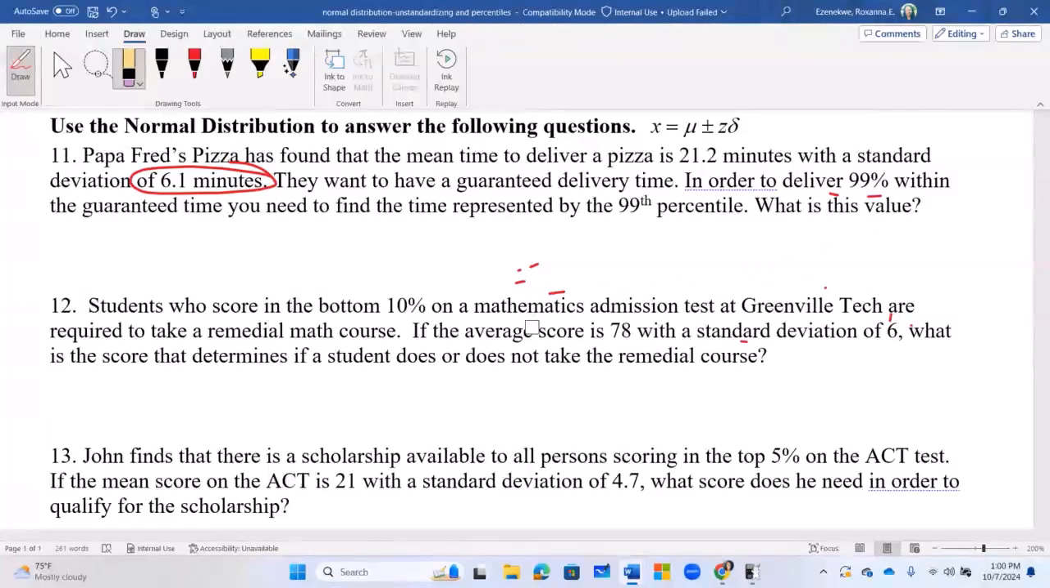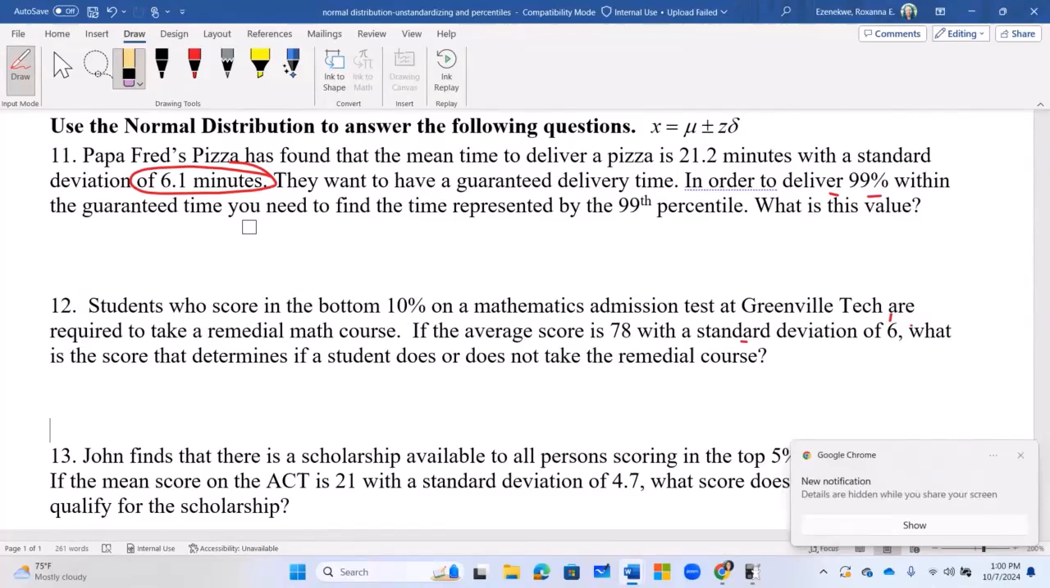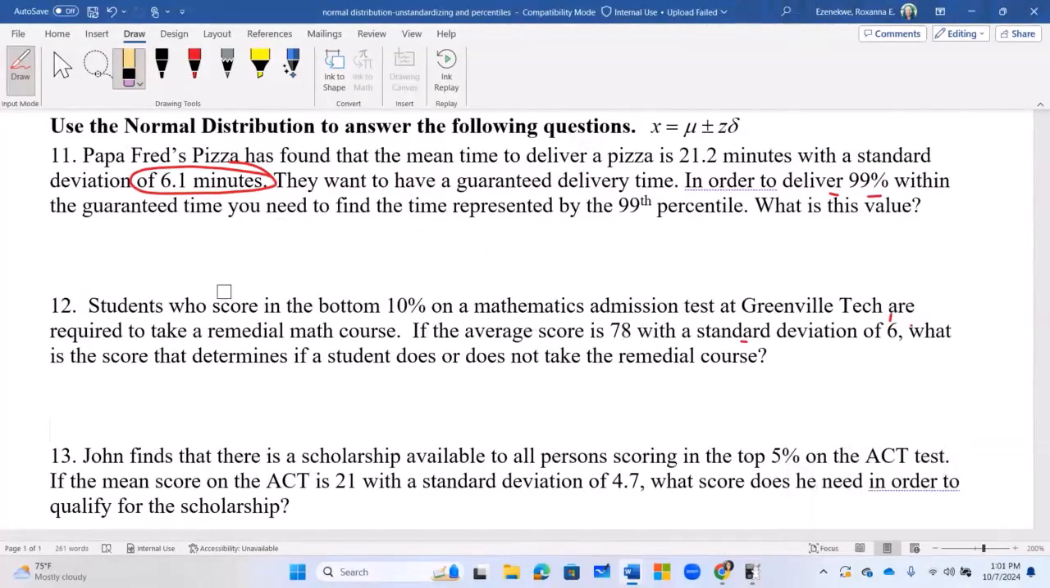We cannot say Greenville Tech because we're not in Greenville Tech. So in a college, that's just right. So anyway, you're required to take a remedial math course. If the average score is 78 with a standard deviation of 6, what is the score that determines if a student does not take the remedial? So if you score at the bottom 10%, you do not take the remedial.